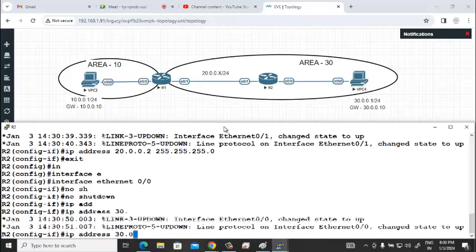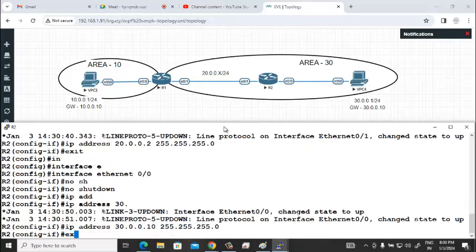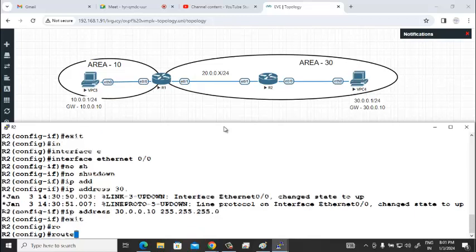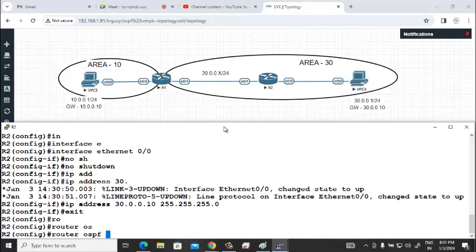Now this is where I'm going to configure OSPF. You see, router OSPF, give any number here. That number can be different on another router, can be the same also, nothing wrong. The number that I'm going to type is what is called the process ID. It is not an autonomous system number. It is simply the process ID. It is just to identify the OSPF process. That's all.